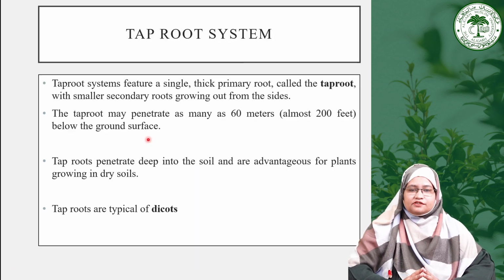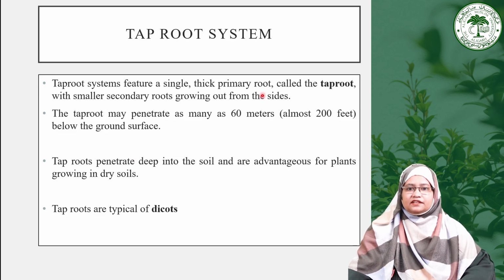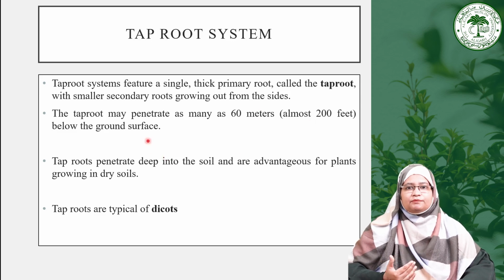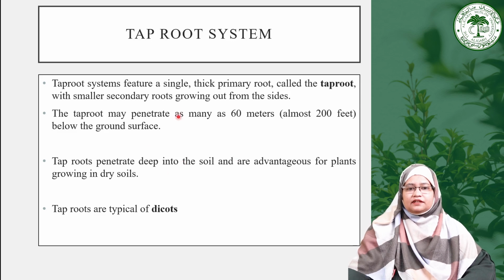In the tap root system we feature a single thick primary root, as we have seen earlier in the figure, that is called the taproot, with smaller secondary roots growing out from the sides. Generally, the taproot has very deep penetration, up to almost 60 meters, that is around 200 feet below the ground surface. So you can see here the taproot has quite deep penetration.